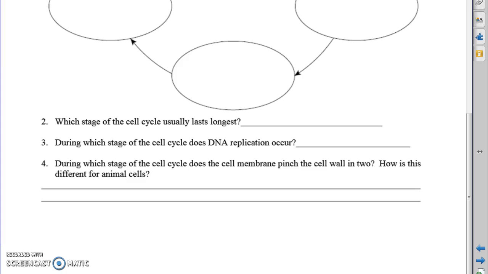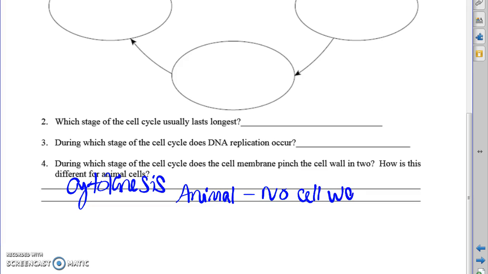So we're thinking of cytokinesis here as the stage when it finally pinches off into 2. And then animal cells, as we said, do not have a cell wall.